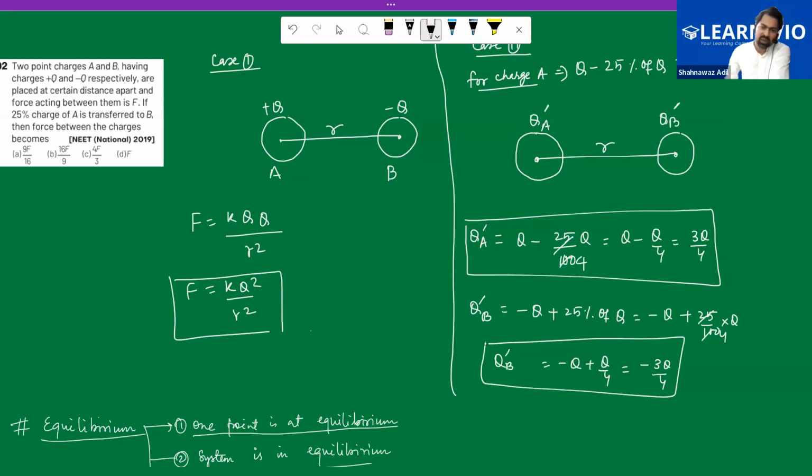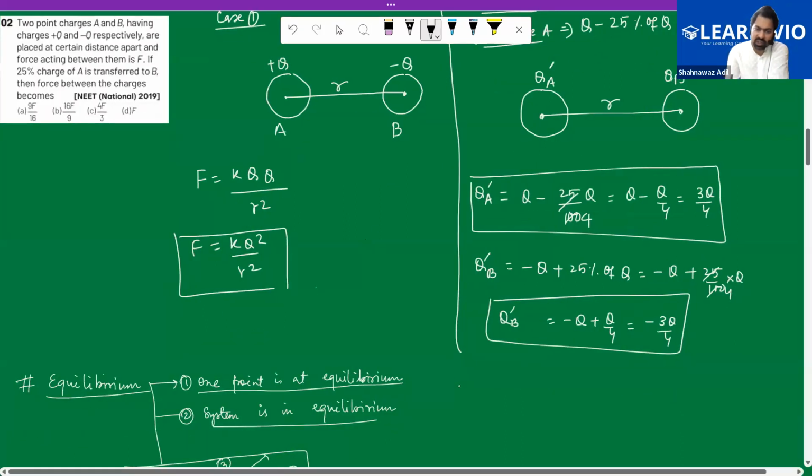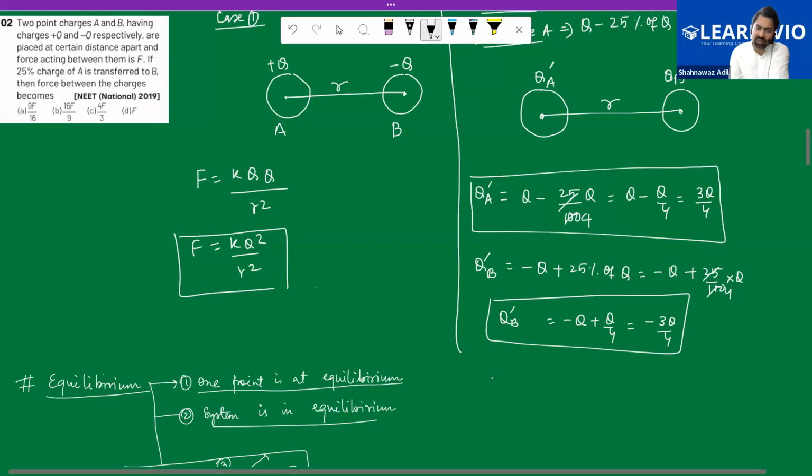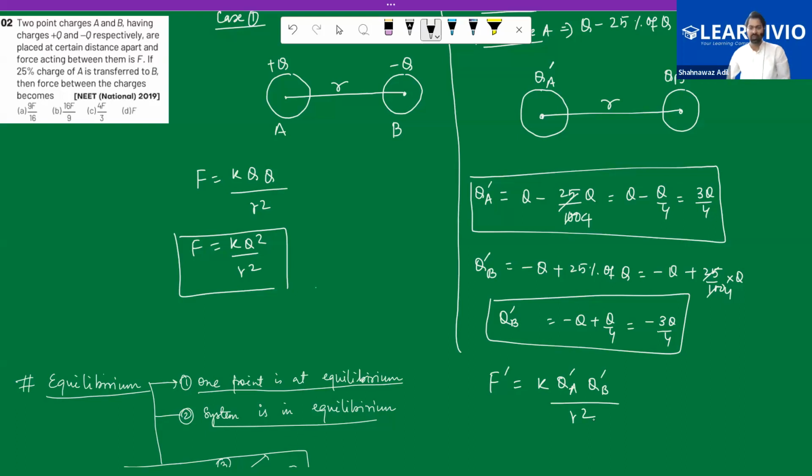Right. Then what will be the force? What will be the force? So force will be F, let's say, Q dash A and Q dash B. Yes, not plus but multiplication, right? F prime. That is K, QA, and QB divided by R square, right? So then we know that K, and then this is 3Q by 4, and then 3Q by 4 divided by R square. So this is 9 by 16, and kQ square by r square.